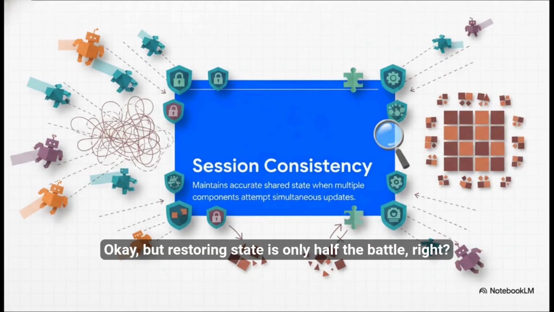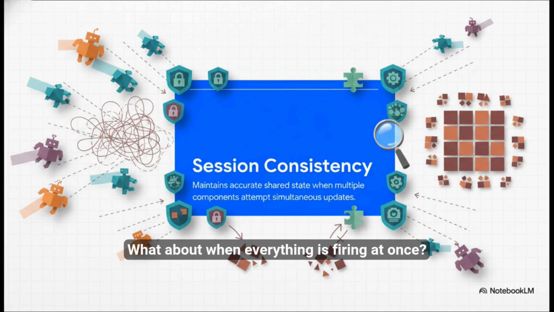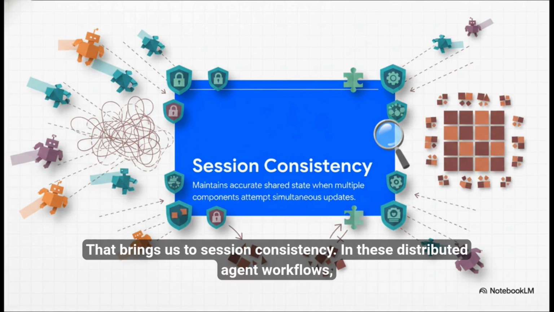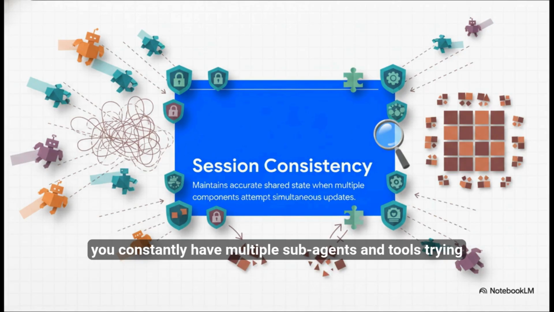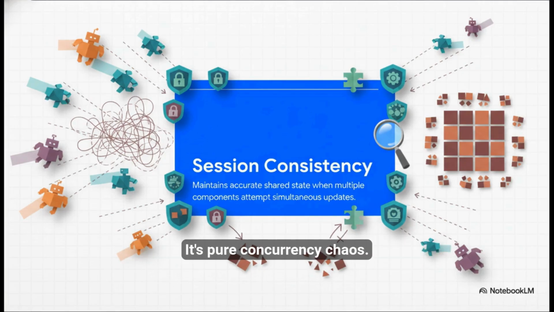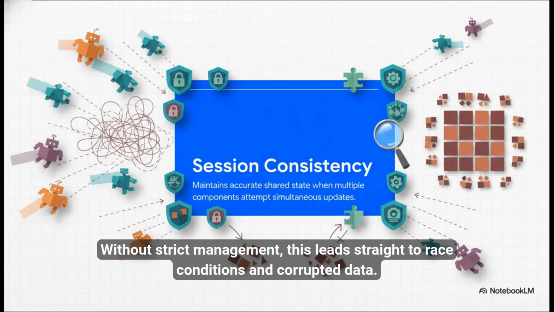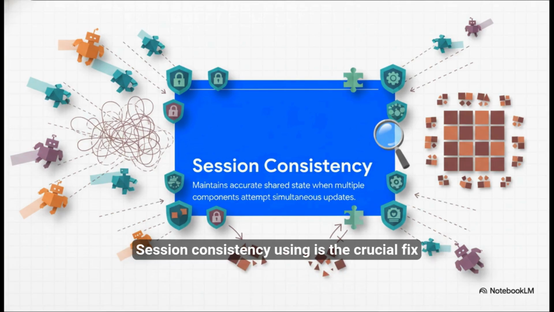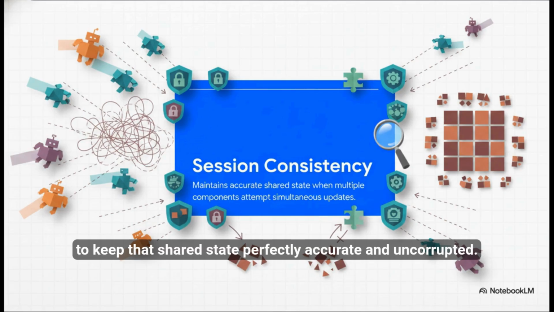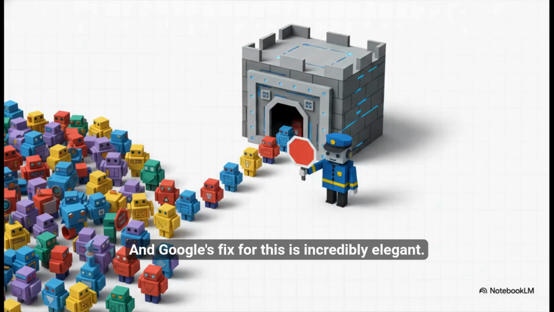Okay, but restoring state is only half the battle, right? What about when everything is firing at once? That brings us to session consistency. In these distributed agent workflows, you constantly have multiple sub-agents and tools trying to update a shared session state at the exact same time. It's pure concurrency chaos. Without strict management, this leads straight to race conditions and corrupted data. Session consistency is the crucial fix to keep that shared state perfectly accurate and uncorrupted. And Google's fix for this is incredibly elegant.